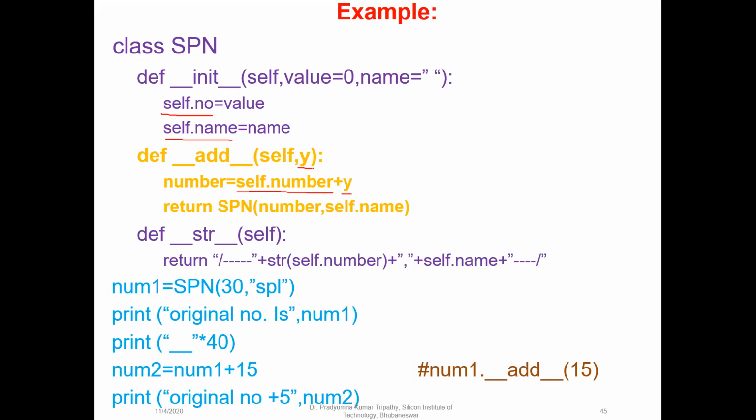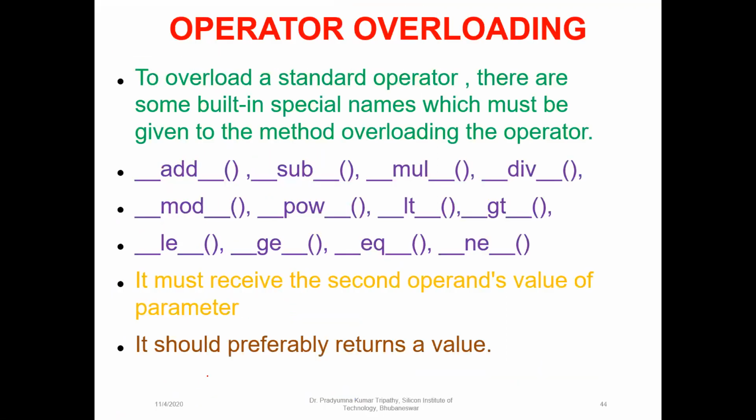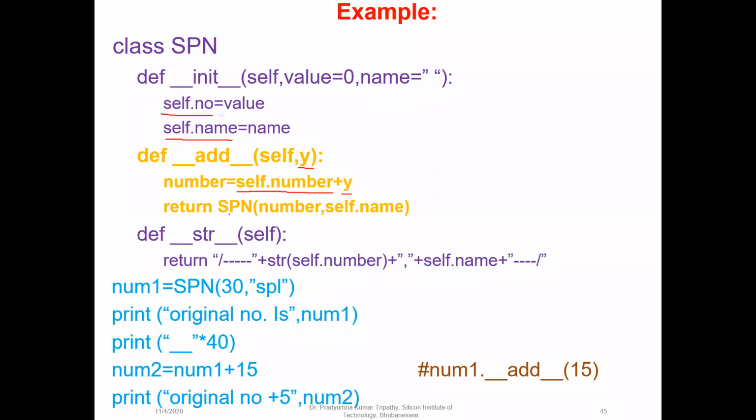The second parameter. Just look, as I have said in the previous slide, it should preferably return a value. I am returning the object itself. I am returning an object. Correct? Now look over here.